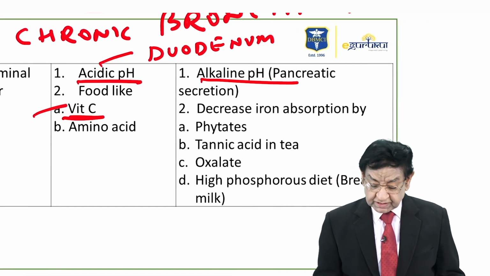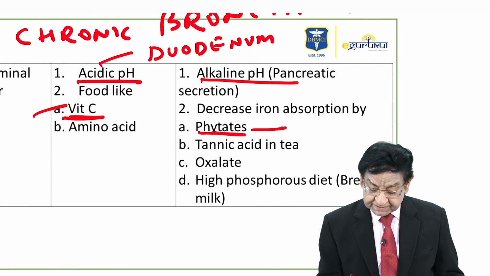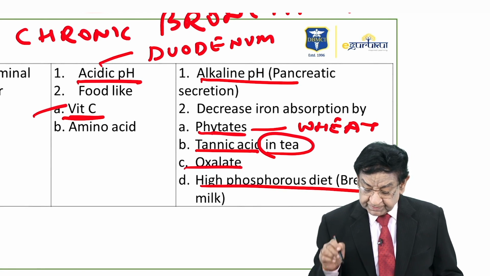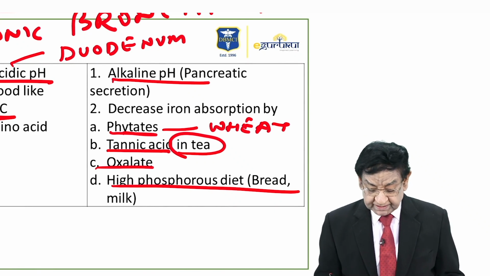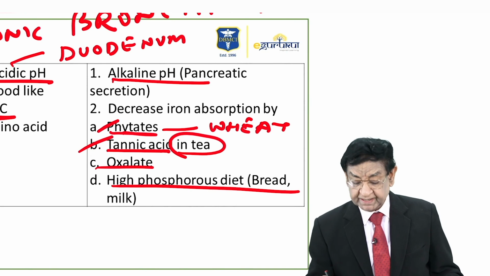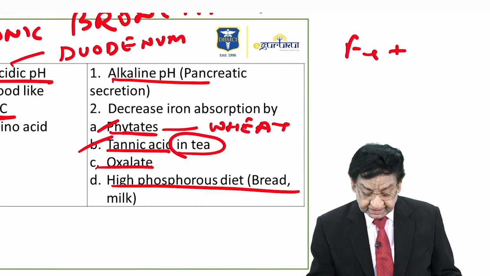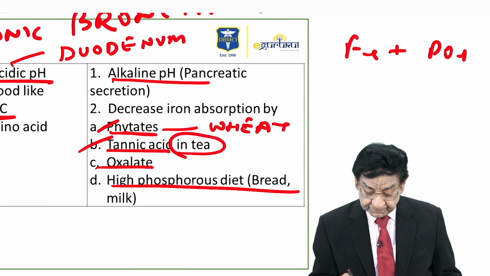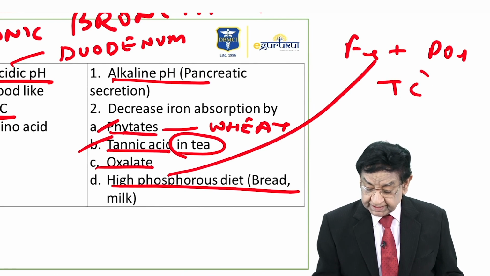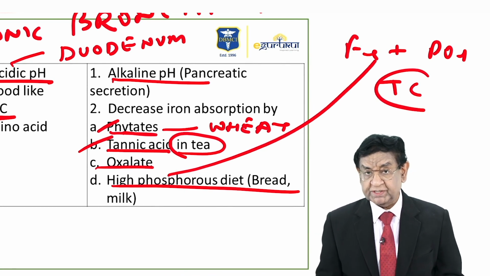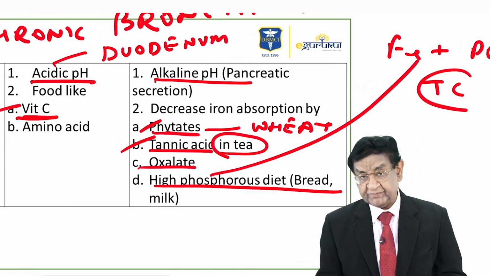Well, factors which reduce iron absorption are alkaline pH, and phytate, which is present in wheat. Tannic acid is there in tea. Oxalate, high phosphate diet, bread and milk, they all lead to reduced iron absorption, because these molecules, oxalate, phytate, tannic acid, make a complex with iron, like phosphate. So these complexes are not absorbed. Similarly, we have a drug called tetracycline. It also causes reduced iron absorption because it also makes a complex with iron. All these are very important questions.